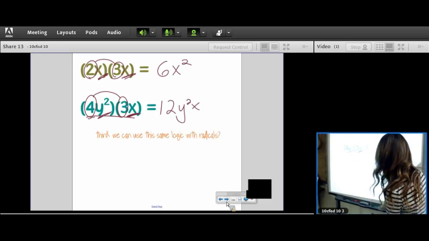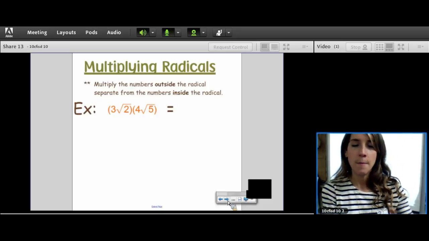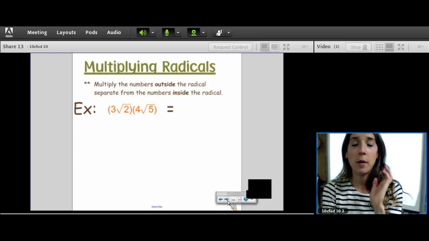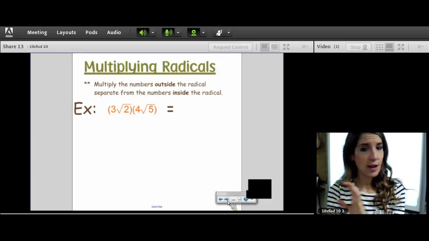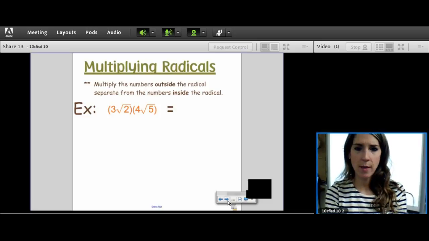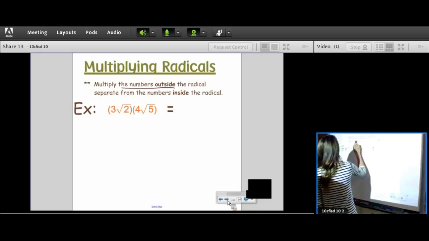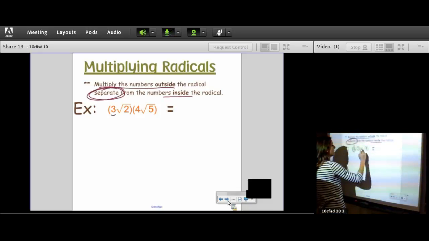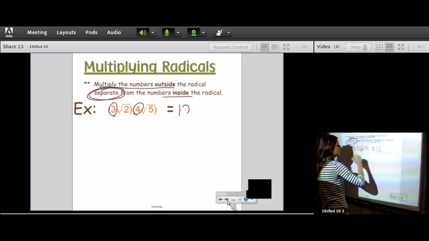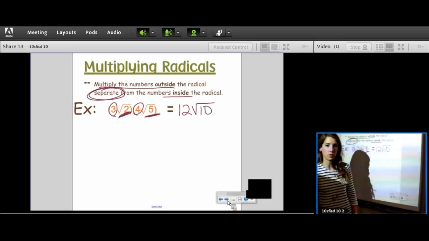Let's try it with radicals. 3 root 2 times 4 root 5. These are not like terms. But what I'm trying to convince you of is you are allowed to multiply them. You can't add them, but you can multiply them. How do you multiply them? You multiply the numbers on the outside separate from the numbers on the inside. 3 times 4, our favorite number. So, square root 2 times square root 5. You are actually allowed to multiply them.